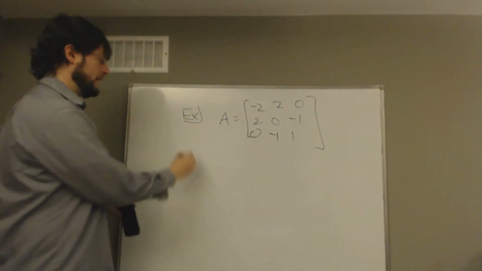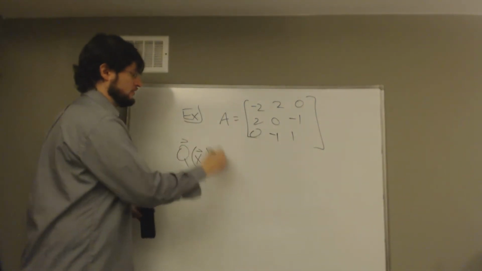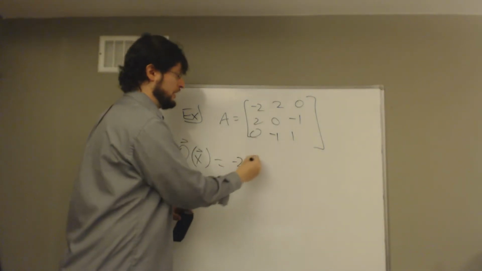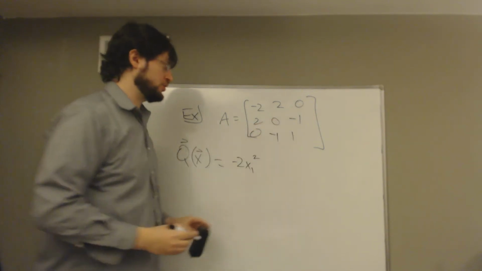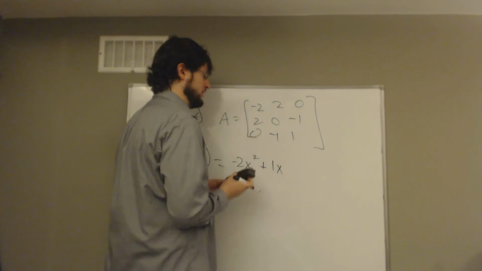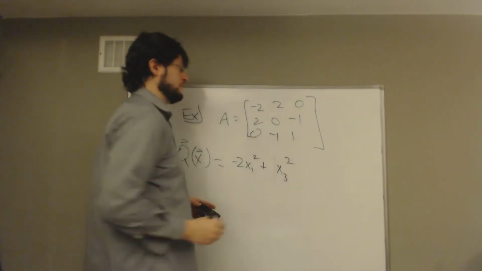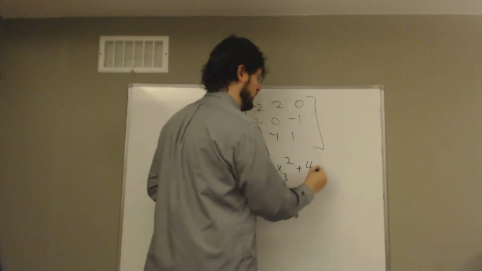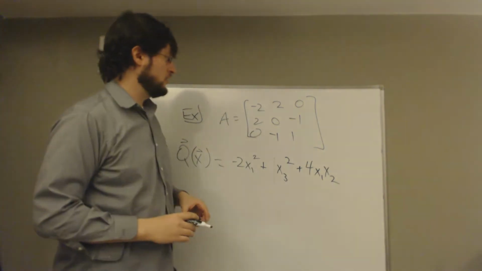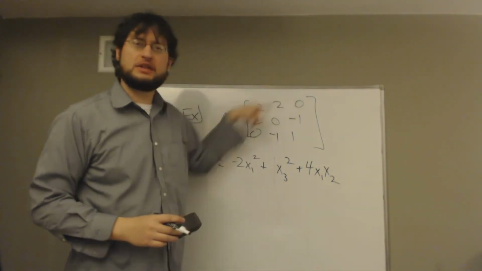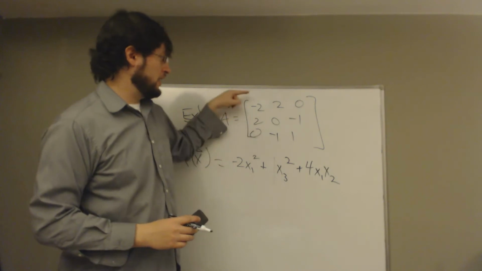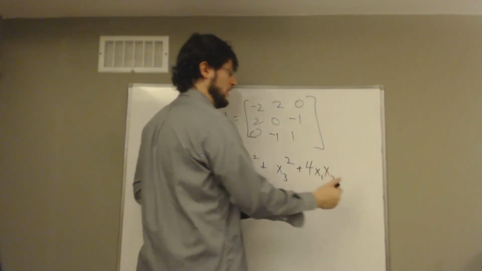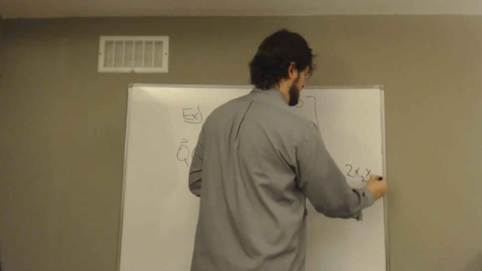Suppose that this is our matrix A. What is Q at x? Well, Q at x has a negative 2 x1 squared. It has 0 x2 squared. And it has 1 x3 squared. Our cross term for x1, x2 has a 2 and a 2, so that makes 4 x1 x2. Our x1 and x3 is 0. And our x2 and x3 is negative 1, but I have 2 of those, which makes minus 2 x2 x3.